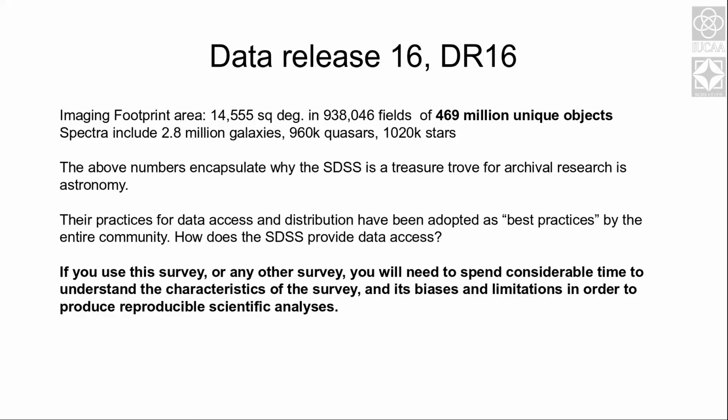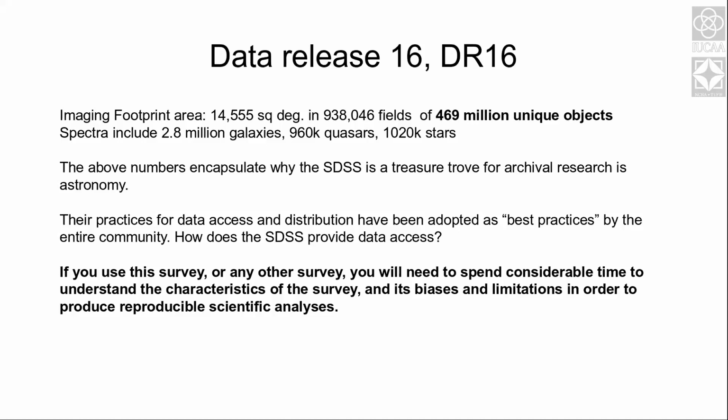Okay, so there are many, many objects. So just to give you a feel for that, it covers 14,000 square degrees now because it's the expanded covering area. And there are 469 million unique objects that have been detected in the SDSS. And spectra include 2.8 million galaxies, 960,000 quasars, and more than 1 million stars.